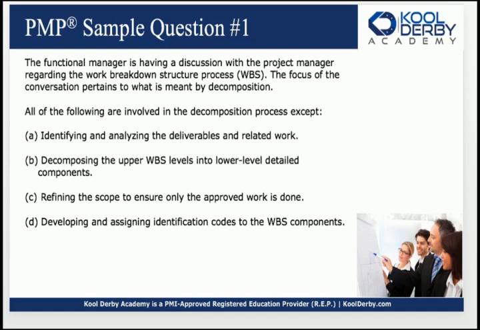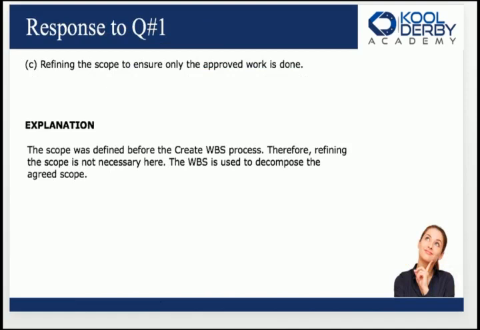That was correct. But guess what? The entire thing must be correct. That's where this stuff gets tough, right? So it's C, Charlie, refining the scope to ensure only the approved work is done, is the exception to the list provided here. The explanation: the scope was defined, right? We have a process called define scope, and that was before create WBS, before this process. Therefore, refining the scope is not necessary here.